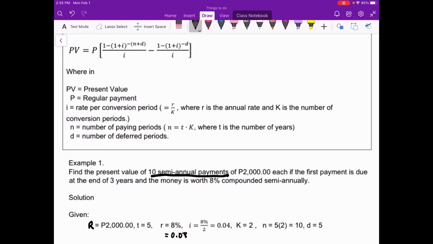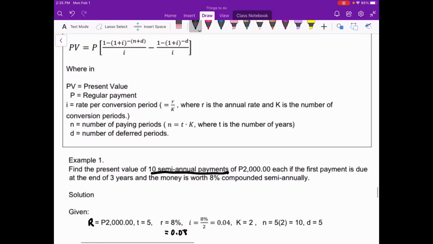And then for our n, that is just 5 times 2 because the time is 5 years and the number of payments per year is 2. So that would be 10. And then for our number of deferred periods, d, that would be 5. Okay, why is it 5?